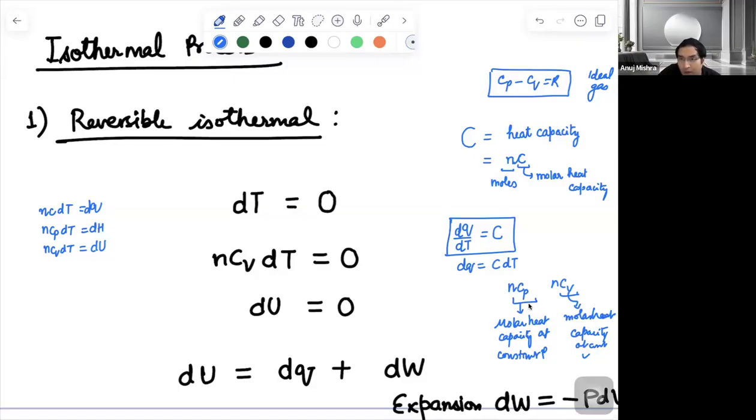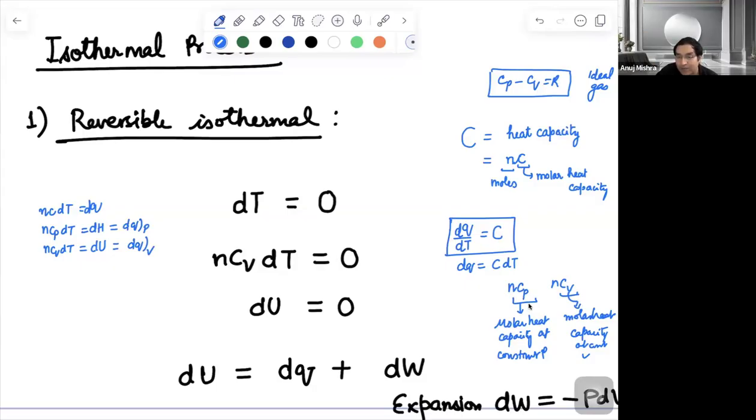Is that okay? Because dU is dq plus dw. dw becomes 0 at constant volume, so dU itself becomes dq. So for dU, I can say nCv dT. Can I also write that dU is the dq at constant volume, and dH is the dq at constant pressure? Does it make sense to you?